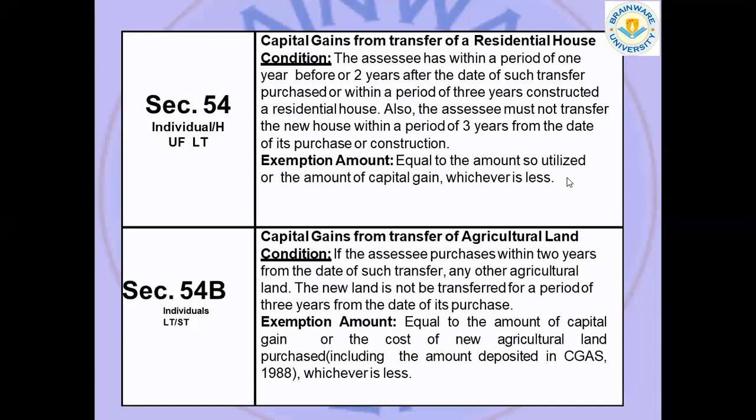So under section 54, it is very easy. You will get the exemption if you are going to purchase a residential house. So what is section 54B?